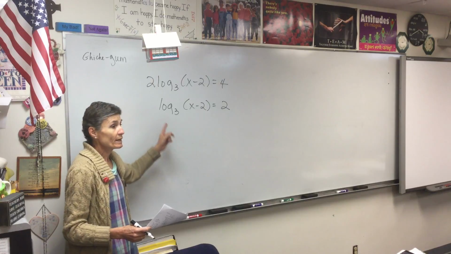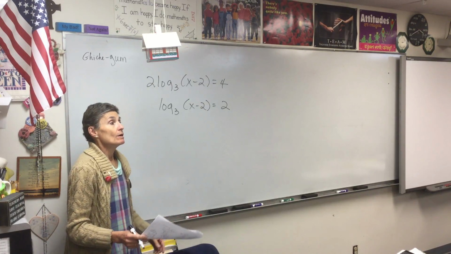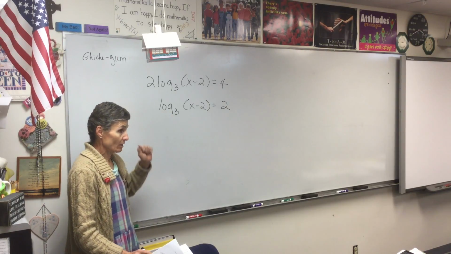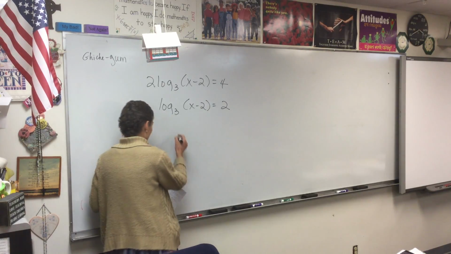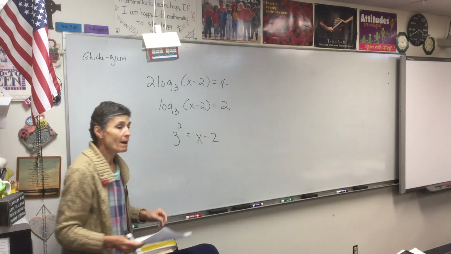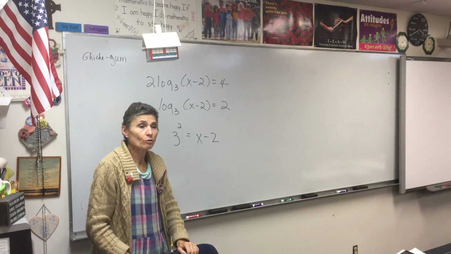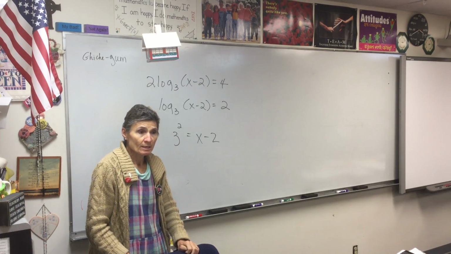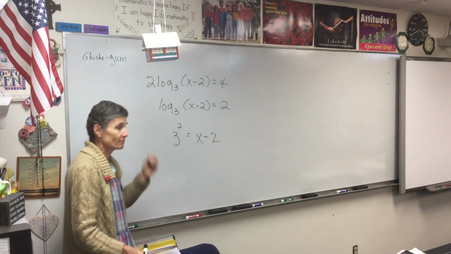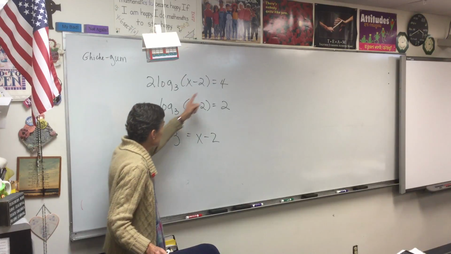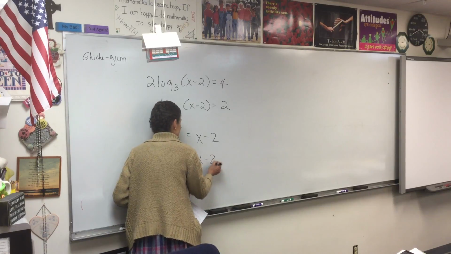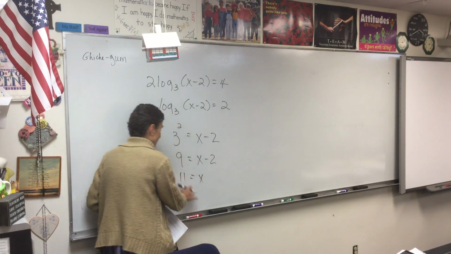Now, what are we going to do with that? Well, we're not going to log both sides because we've already got a log in there. We want to get rid of that logarithm. So 3 to the second equals x minus 2. Remember, when you solve a logarithmic equation that has one logarithm in it, you want to get rid of the logarithm. So 3 to the second equals x minus 2. So 9 equals x minus 2, and x equals 11.